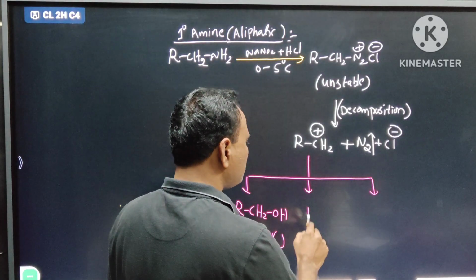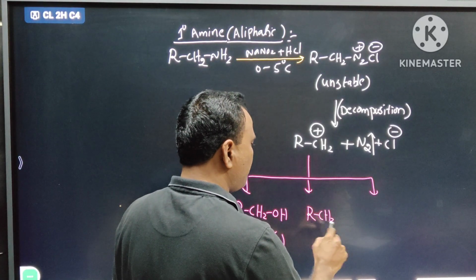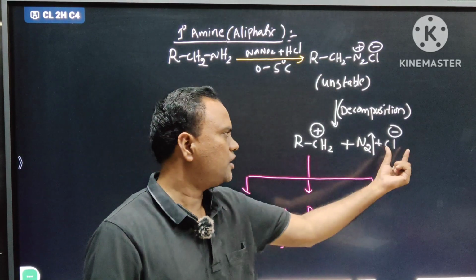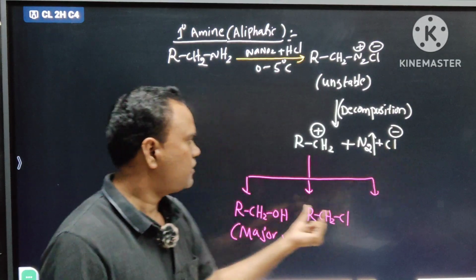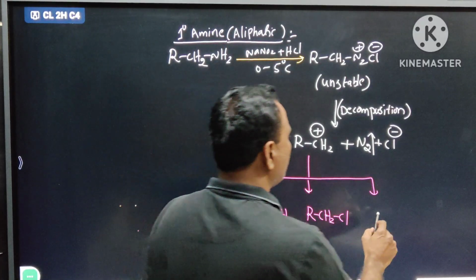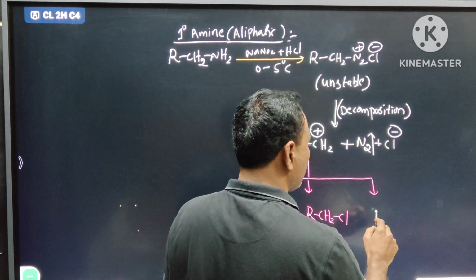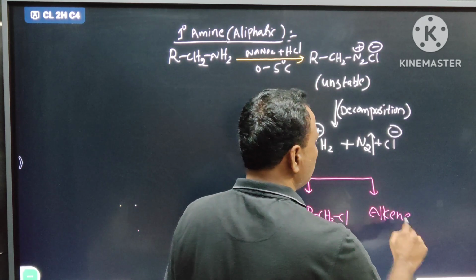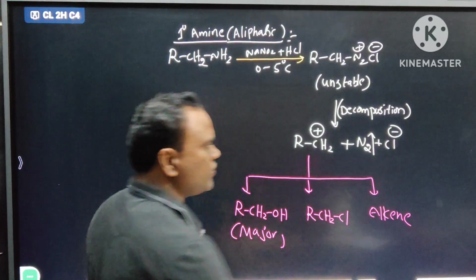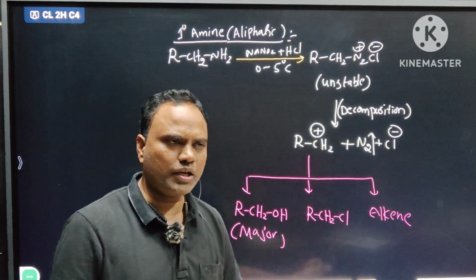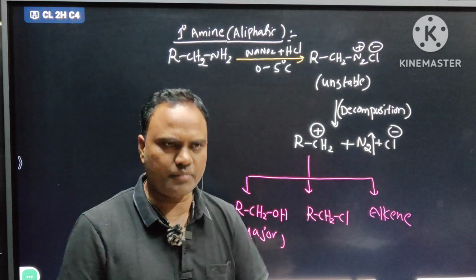Next, primary amines give alkyl halide also. What is the source of alkyl halide? Cl negative is there. That Cl negative attaches to the carbocation, right? And they produce alkene also. How is alkene formed? I'll tell you. Write directly alkene. So you have to remember 3 products are formed: alcohol, alkyl halide, alkene. We will see the mechanism.